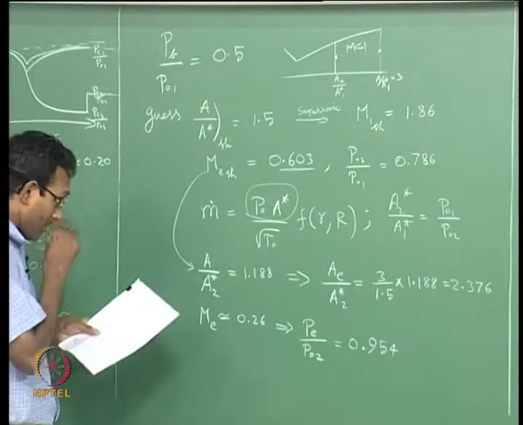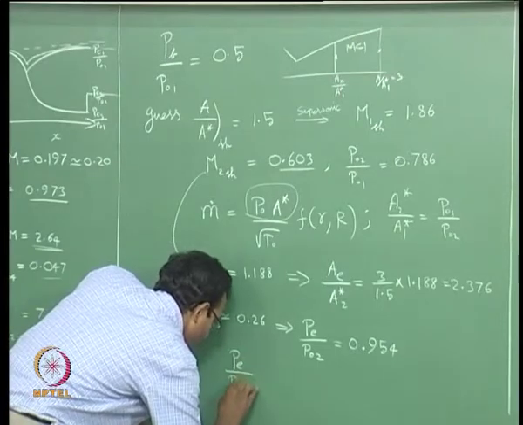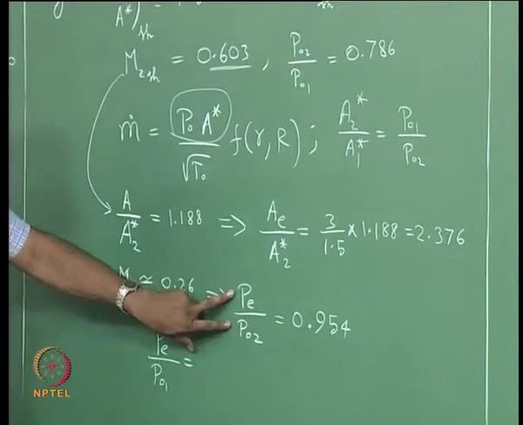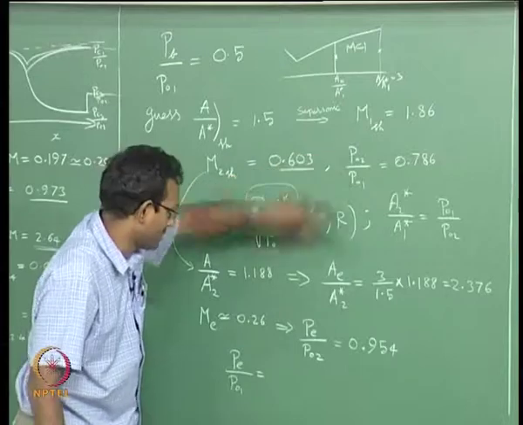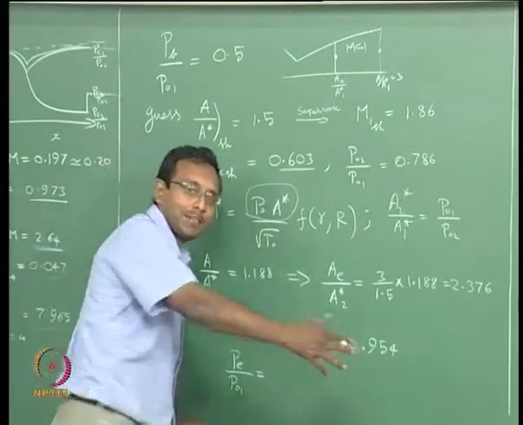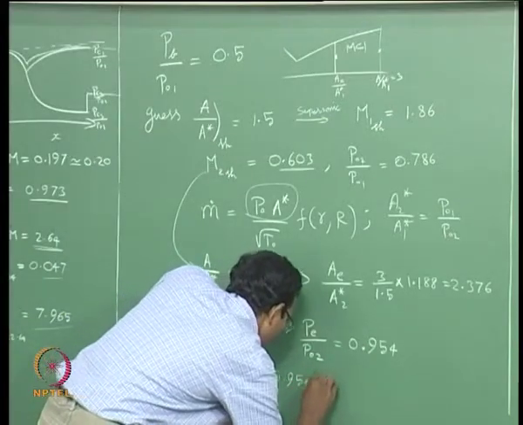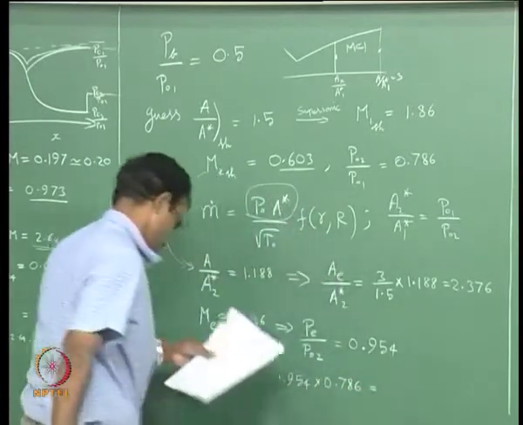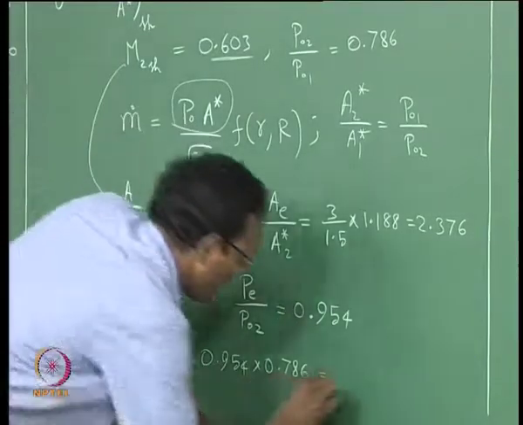Okay. So what will be my P exit by P naught 1? How will I find that? Multiply this one with P02 by P01. I have to multiply this and this, then I will get, this is a standard thing, ratios being multiplied, that is gas dynamics people, we always love it. So it is going to be 0.954 into that number 0.786. That is going to give me a value 0.75.